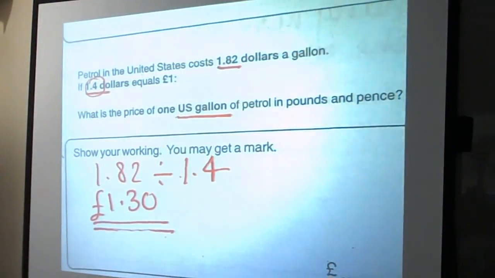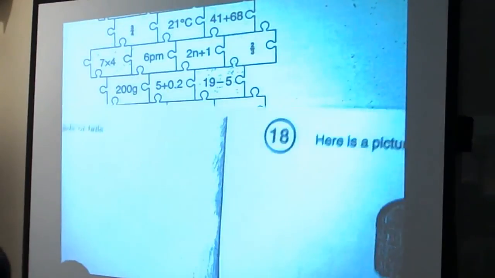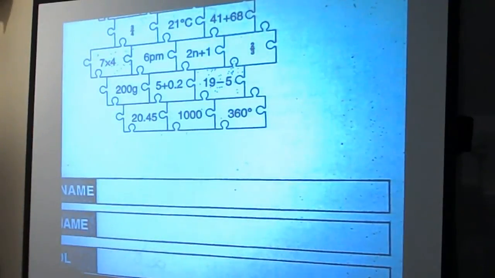Okay, and that's the end of that paper. Okay, folks, can you add up your marks and things now, please, and accurately give me them back.